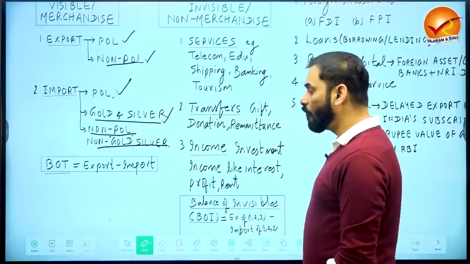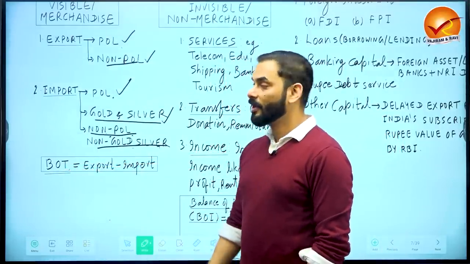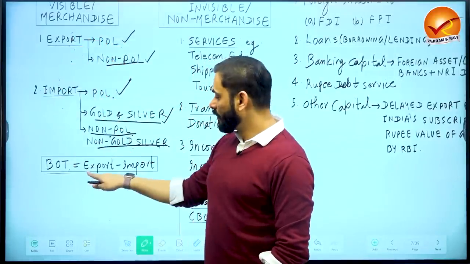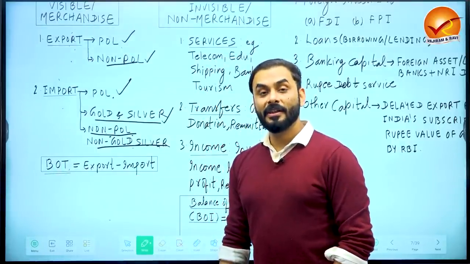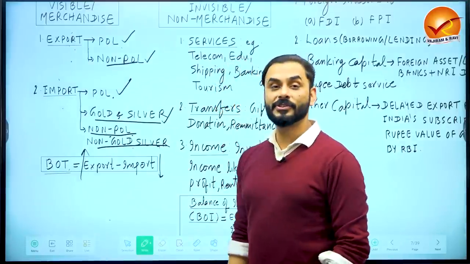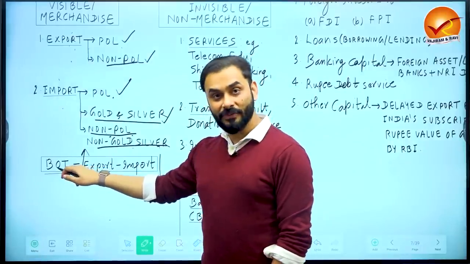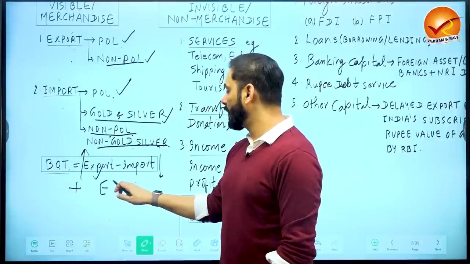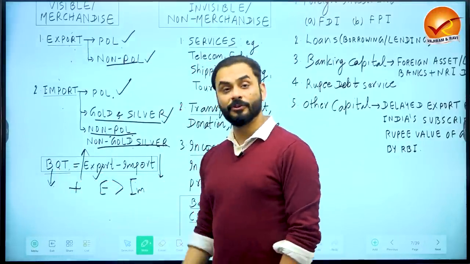Now, what is balance of trade? Balance of trade means export minus import. So export this side and import this side. When you write export minus import, it is called balance of trade. And I told you that trade is in our favor when export is more and import is less. Whenever you sell more, the trade is in your favor. So when are we going to say that balance of trade is positive for India? Whenever our exports are greater than imports, we would say balance of trade is favorable to India.